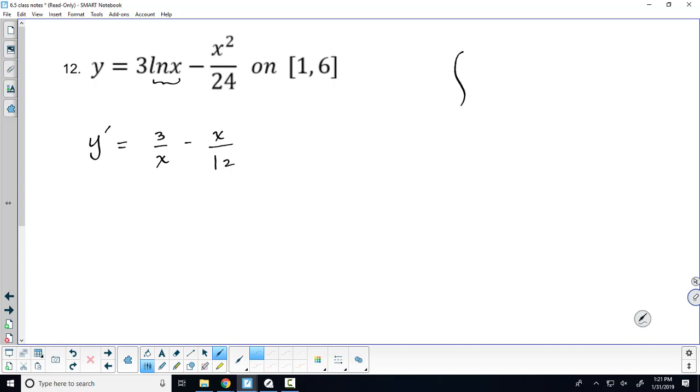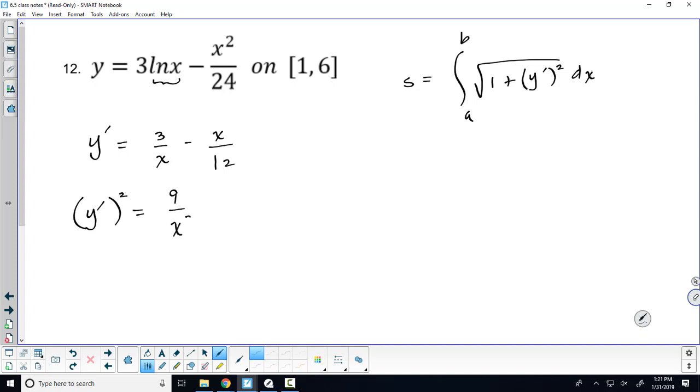Again, this is our formula, whatever our limits happen to be. That's our formula for arc length. So we've taken the derivative, now we have to square it. So foiling, let's do the first and last term first, since those are the easiest. And then we do the middle term, product of the two, doubled.